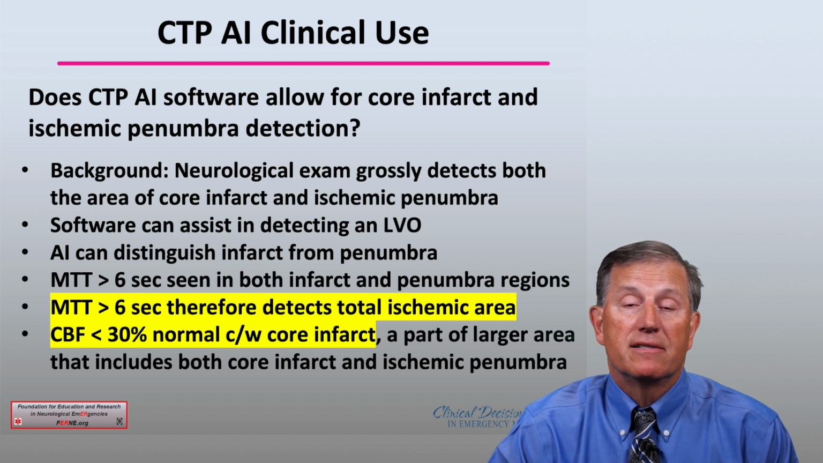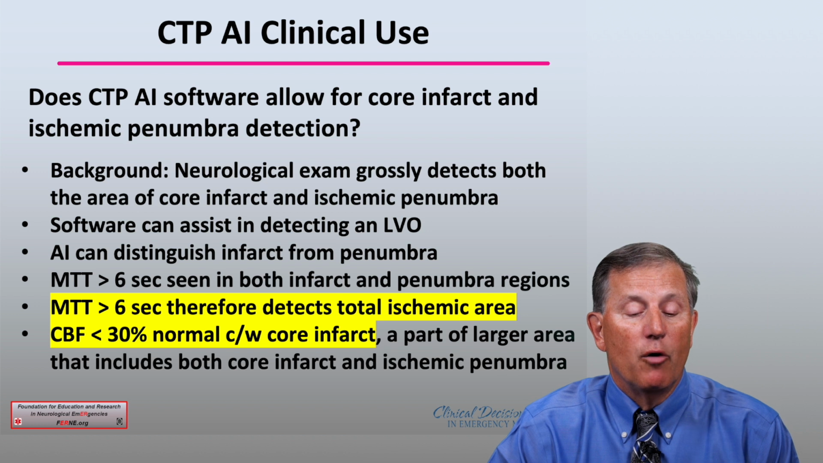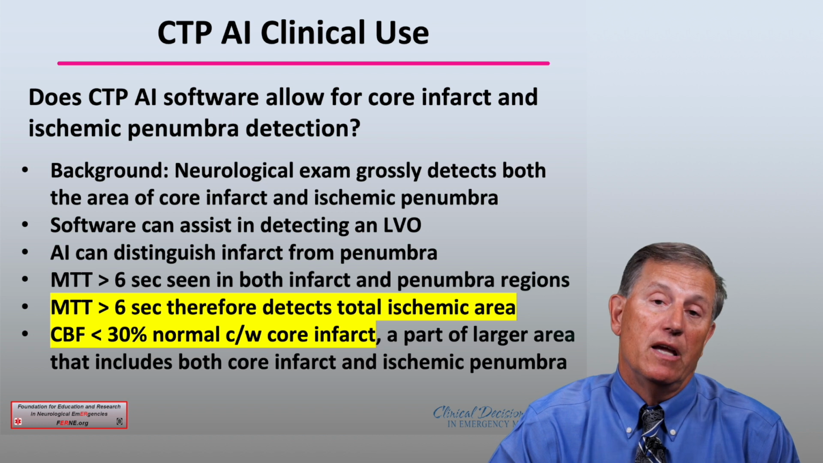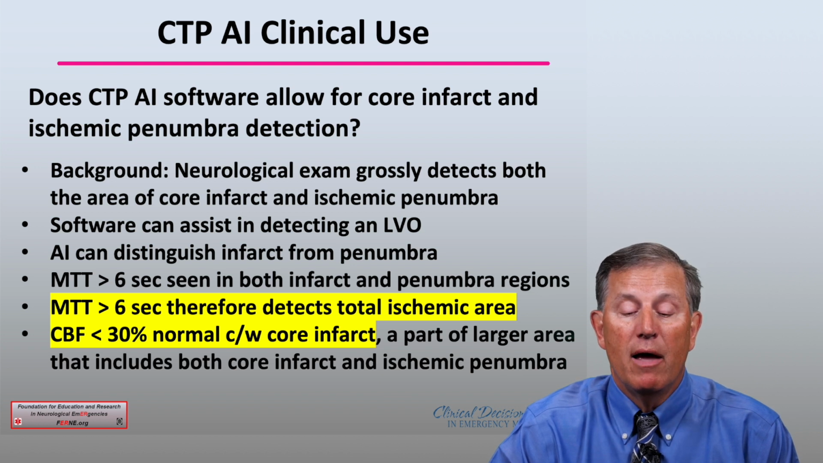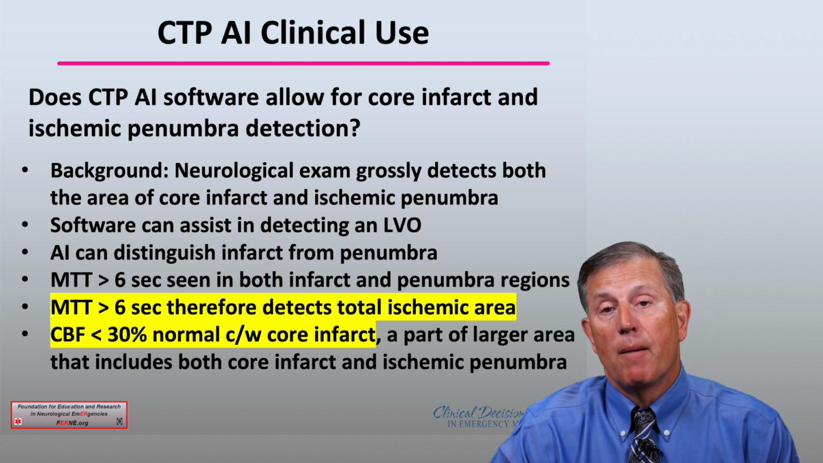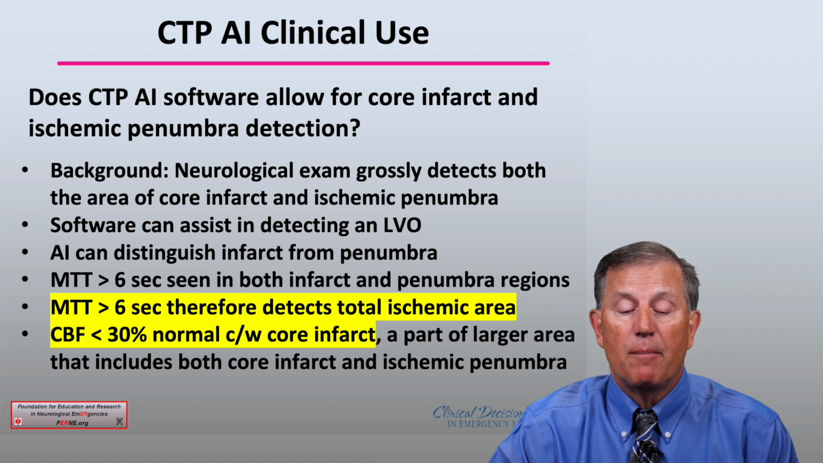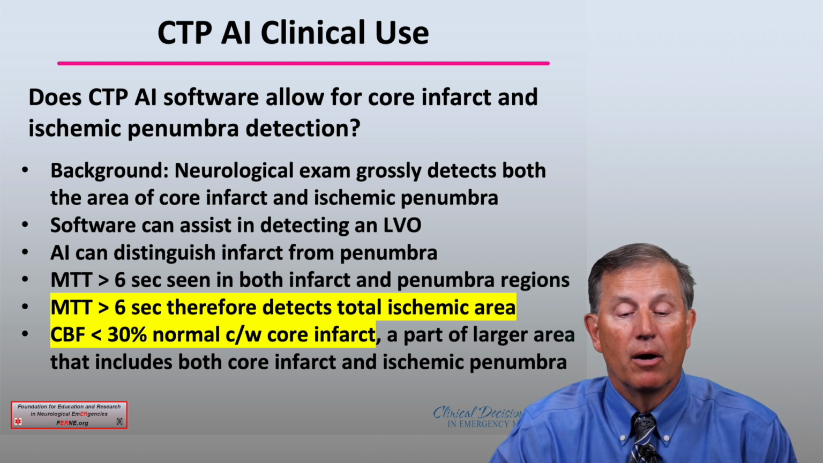We know that mean transit times greater than 6 are seen in both the core infarct and ischemic penumbra regions. So from this, we know that mean transit time greater than 6 detects the total ischemic area, both the infarct and penumbra. And if we can find the area where the cerebral blood flow is less than 30% normal, and that detects the core infarct, we can then distinguish which is infarct from penumbra in the total ischemic area, because the core infarct is a part of the larger area that includes both core infarct and ischemic penumbra.